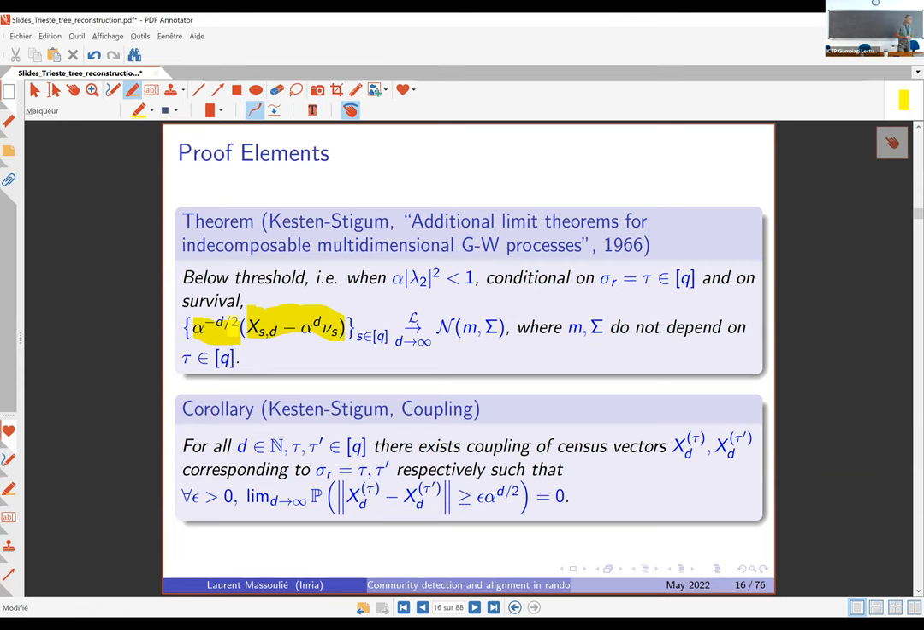not dependent on the spin of the root node. So you can consider the branching process conditioned on the value of the spin at the root node. And that gives you a limit in distribution. And this limit in distribution below the Kesten-Stigum threshold does not depend on the spin of the root node. Okay, so there's a limiting distribution that is Gaussian and that does not depend on the spin at the root node. So we can strengthen that quite a bit.